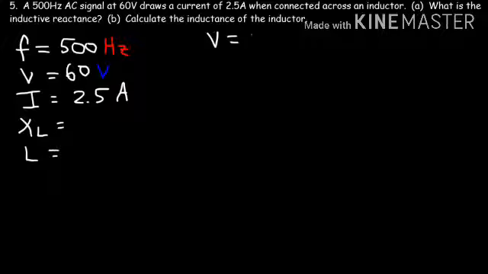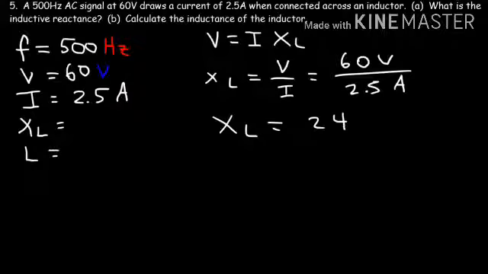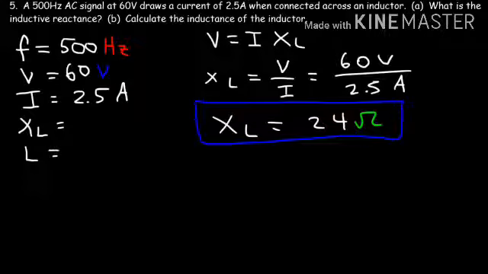Well, we know that V is equal to I times XL. So XL is the voltage divided by the current. 60 volts divided by 2.5 amps. So 60 divided by 2.5, that gives us an inductive reactance of 24 ohms. So that's the answer to part A.